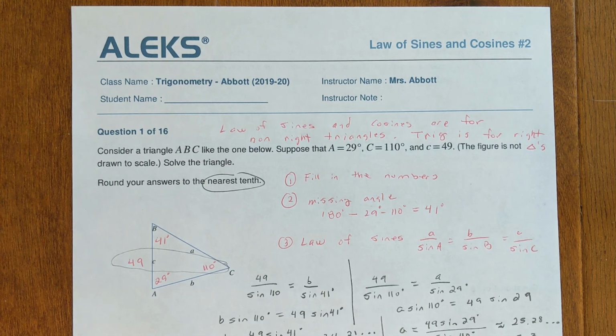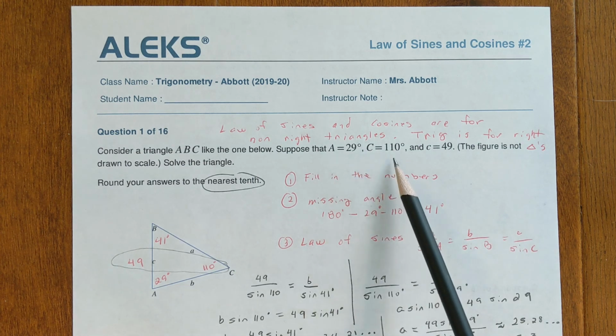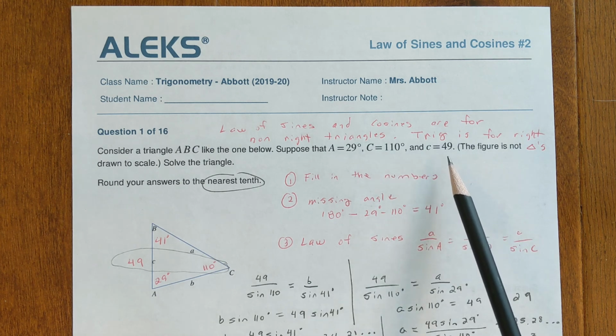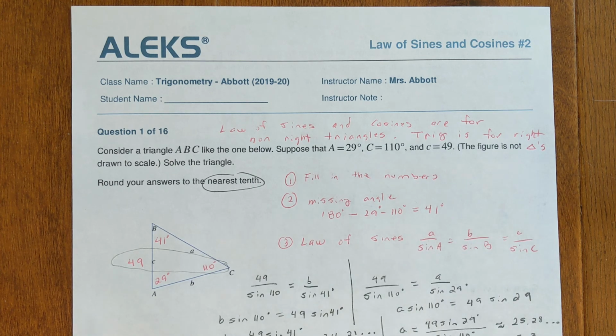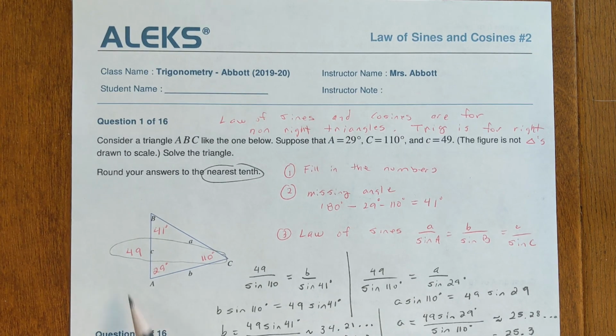Okay, so number one, they gave us the numbers: angle A is 29 degrees, angle C is 110 degrees, and side c is 49. If they don't give you the ABC triangle, just draw your own triangle. It doesn't matter what side or angle you call A, B, and C. You just make a triangle and label it A, B, and C. Side a is across from angle A, side b is across from angle B, and so on.